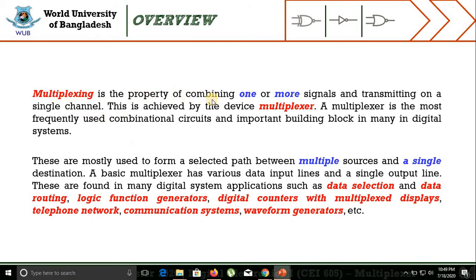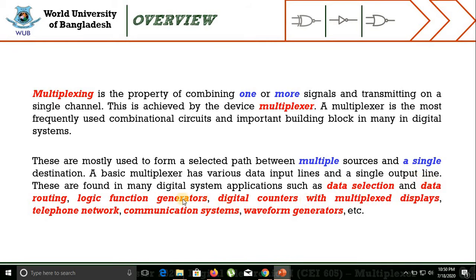Multiplexing is the property of combining one or more signals and transmitting them on a single channel. This is achieved by the device multiplexer. A multiplexer is one of the most frequently used combinational circuits and an important building block in many digital systems. These are mostly used to form a selected path between multiple sources and a single destination. A basic multiplexer has various data input lines and a single output line.